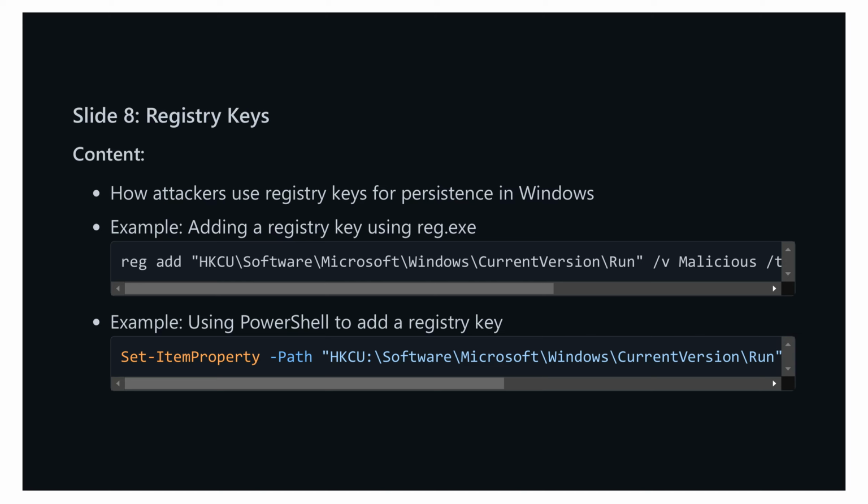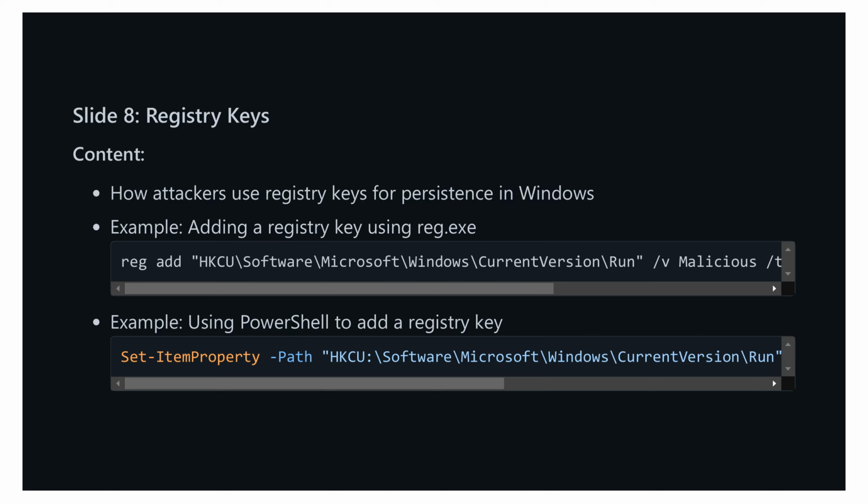For instance, an attacker could use the reg.exe command to add a malicious entry to the Run key in the registry. Reg add HKCU\Software\Microsoft\Windows\CurrentVersion\Run /v malicious /t REG_SZ /d C:\path\to\malicious.exe. This ensures that the specified malicious executable will run every time the user logs in.